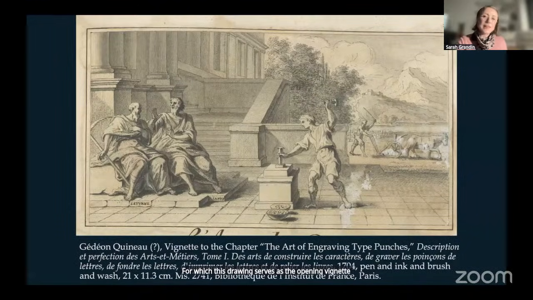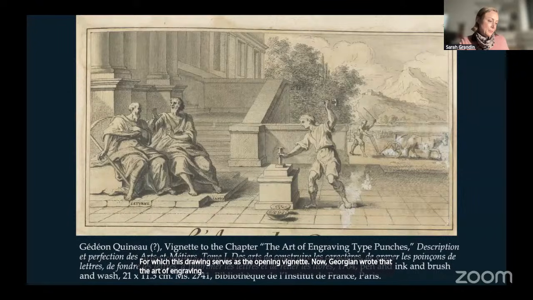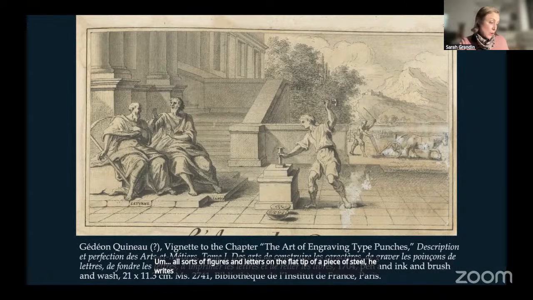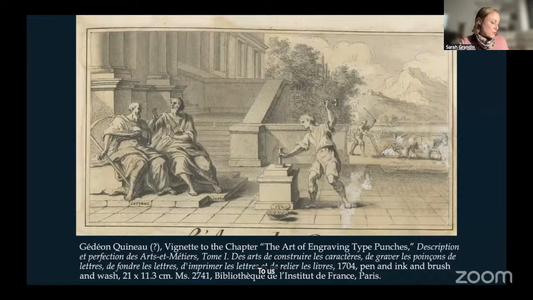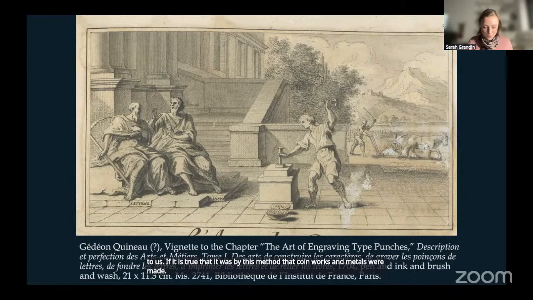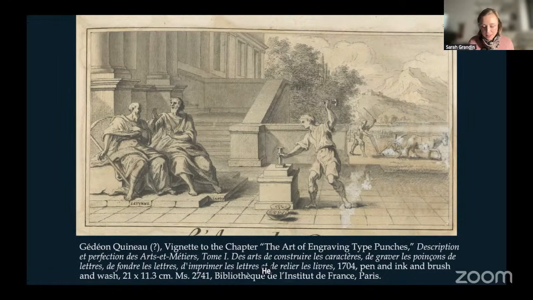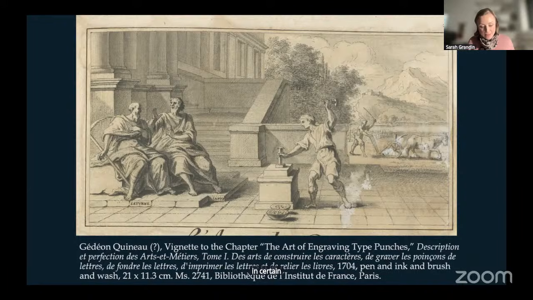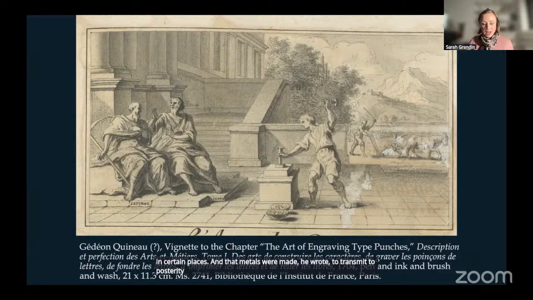Now, Jaujon wrote that the art of engraving all sorts of figures and letters on the flat tip of a piece of steel, he writes, is one of the oldest known to us, if it is true that it was by this method that coins and medals were made. He continued, stating that coins, I quote, "rendered public what was once only for a few people in certain places," and that medals were made, he wrote, "to transmit to posterity the personal images and acts most worthy of a sovereign's memory."